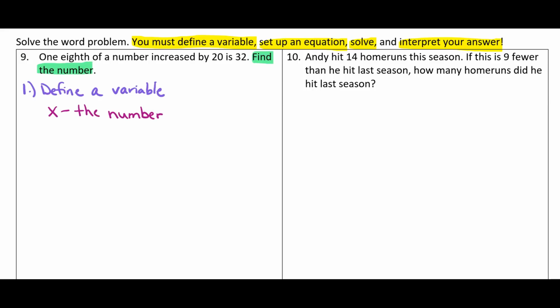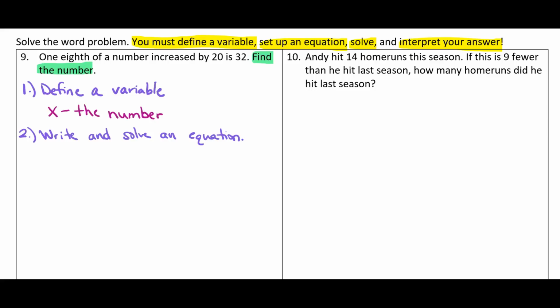Now step 2 is to write and solve an equation. There are times that these word problems are fairly simple and you could probably just guess and check. However, that's not what I want you to do. I want you to learn to set up these equations, because there's going to come a time that you can't just guess and check and you've got to be able to set up the equation.